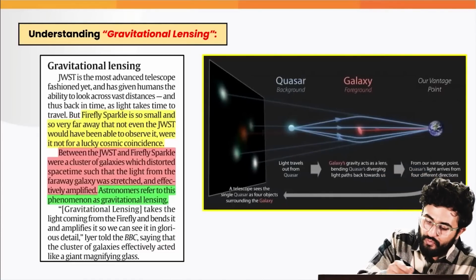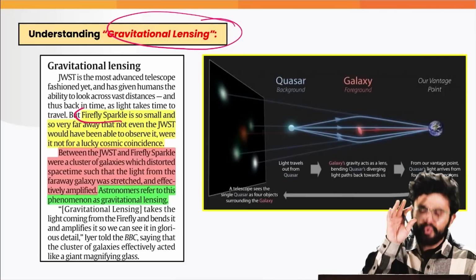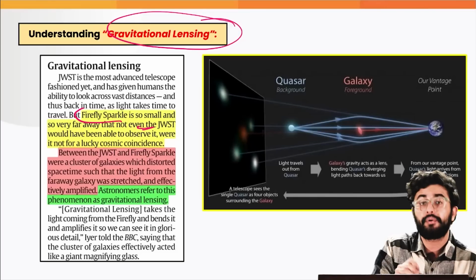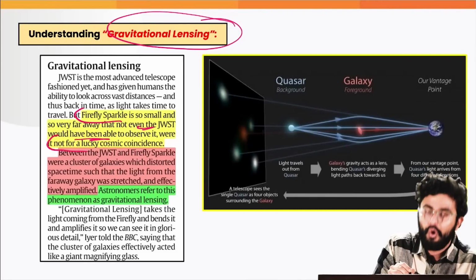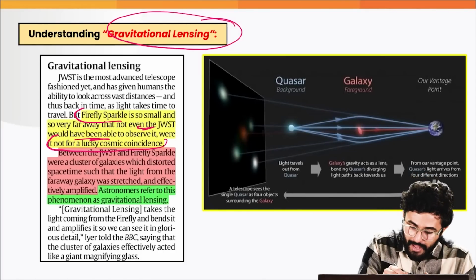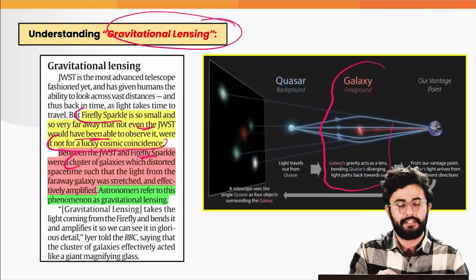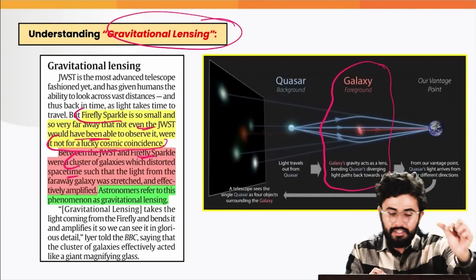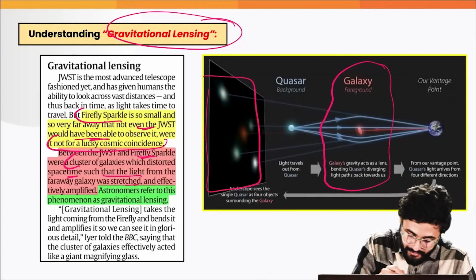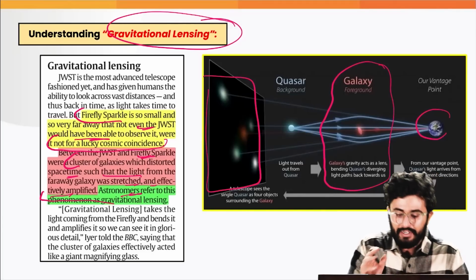We will try to understand now what we mean by the concept of gravitational lensing. So the idea is that the Firefly Sparkle which we are discussing is so small and so very far away that not even the James Webb Space Telescope would have been able to observe it, if it was not for a cosmic coincidence. What is that? Between the James Webb Space Telescope and the Firefly Sparkle, there was a cluster of galaxies which distorted space-time such that light from the far away galaxy was stretched and effectively amplified. This is the phenomenon astronomers refer to as gravitational lensing.